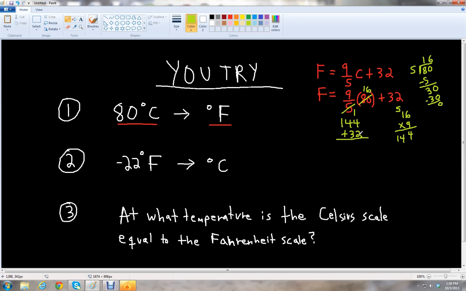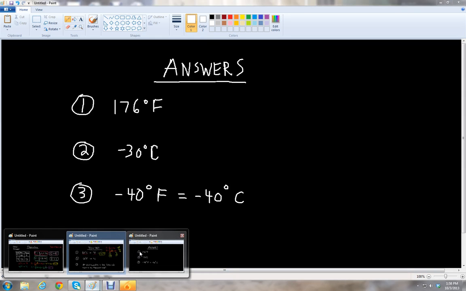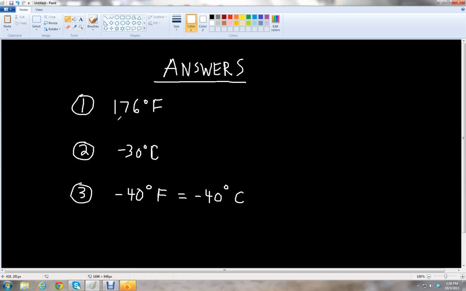So 4 plus 2, 6. Plus 3 is 7, and 1. So we get 176, right, degrees Fahrenheit. And that should be one of the answers, right? 176. Good.